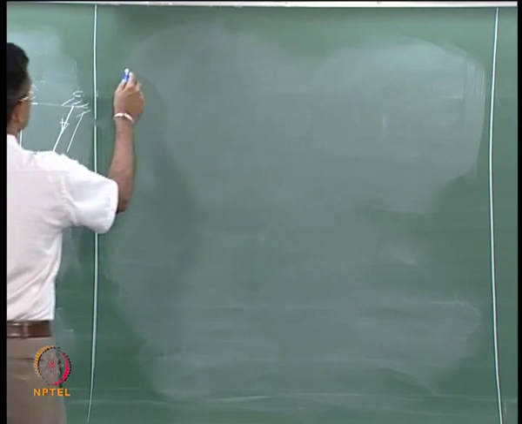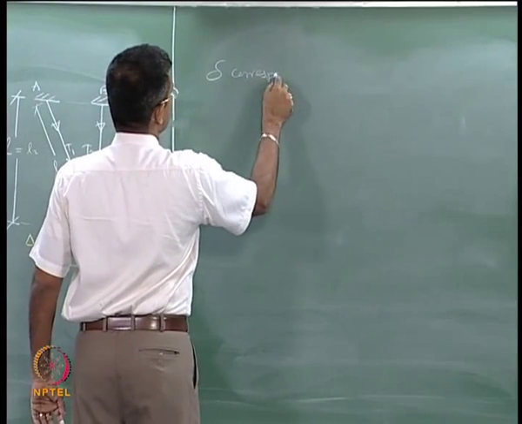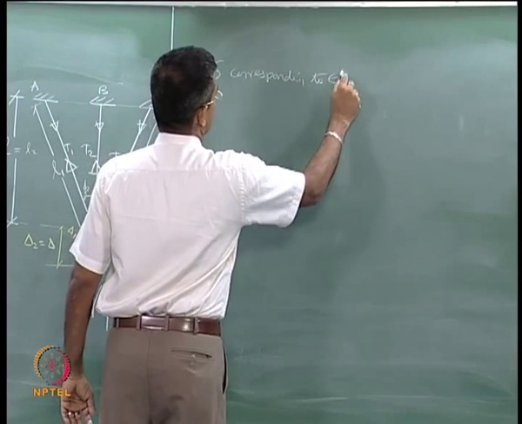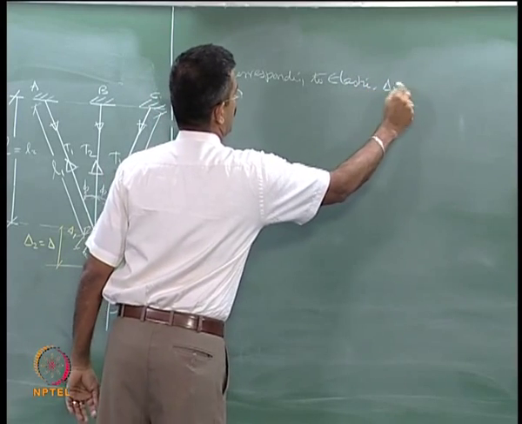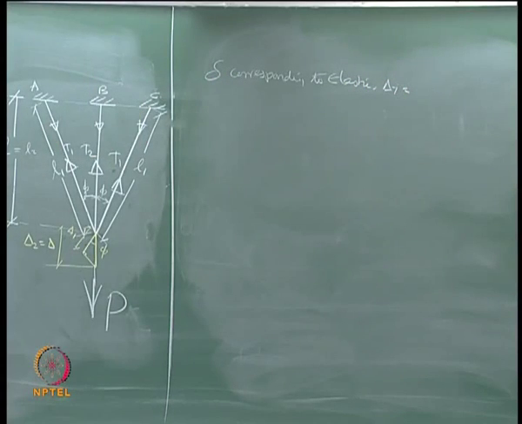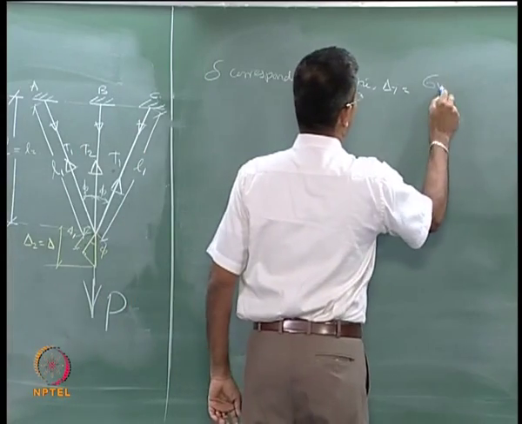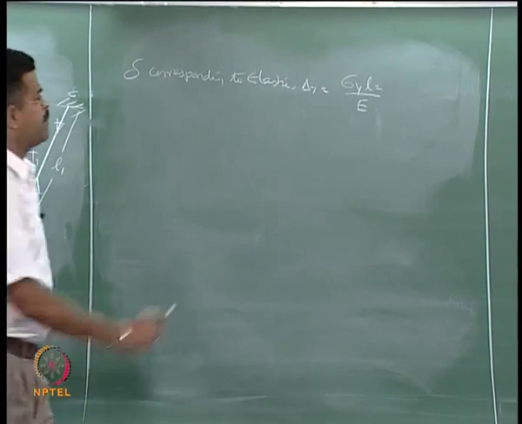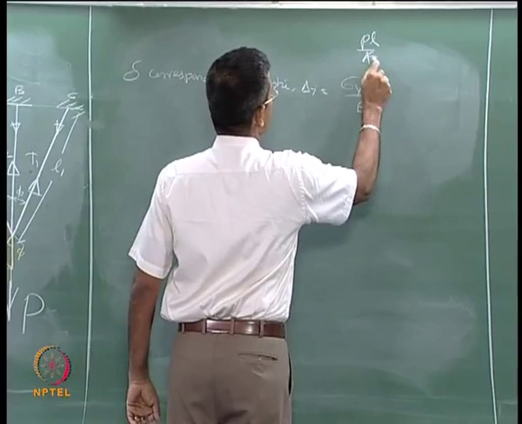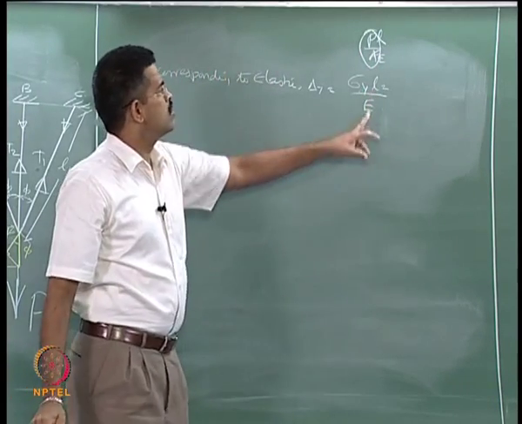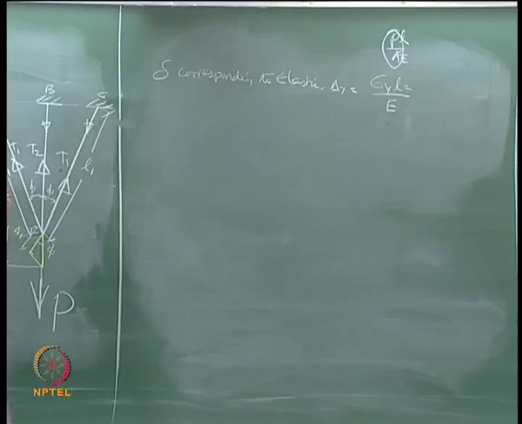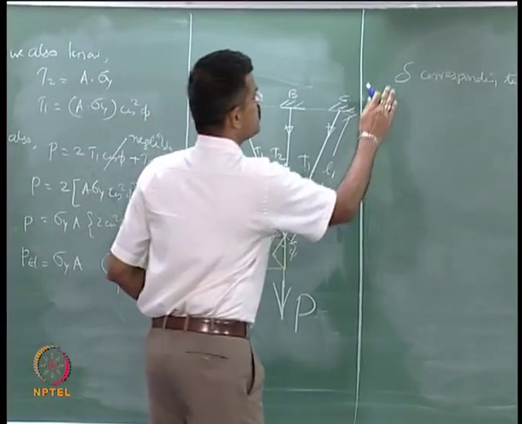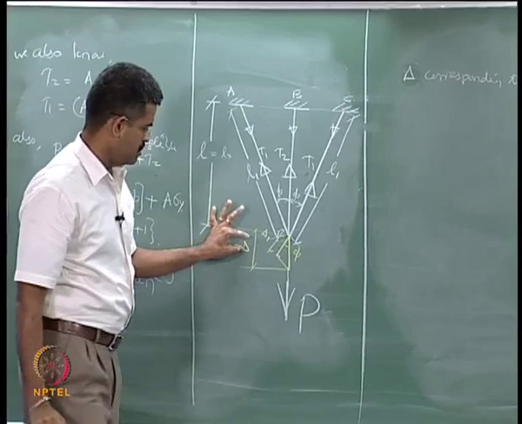We already know the deformation corresponding to elastic, which I call delta y, is nothing but sigma y L2 by E, is that okay? Nothing but PL by AE. P by A is stress and L2 by E, that is delta in the figure, you can see here. Let me use this delta.